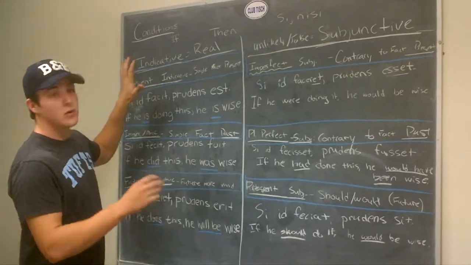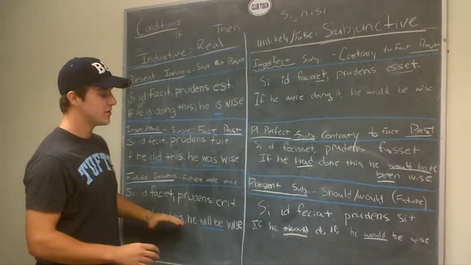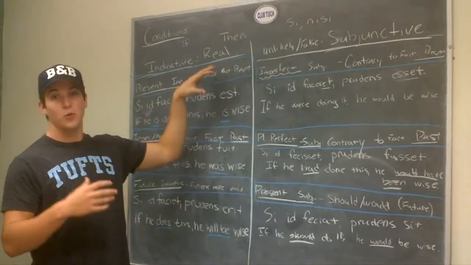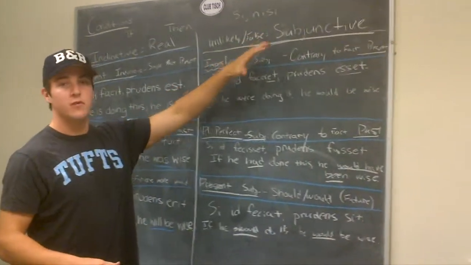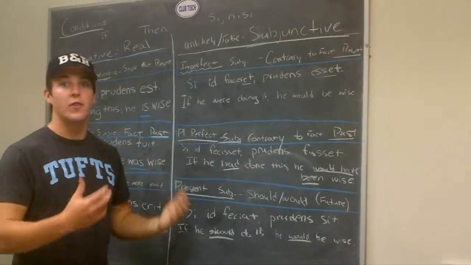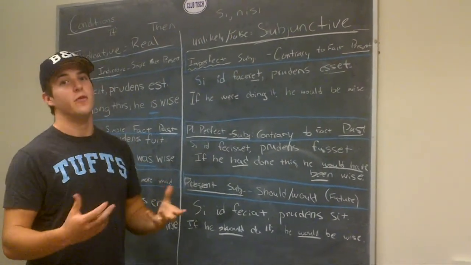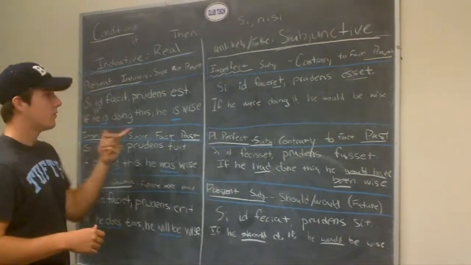We use indicative verb tenses for talking about real conditions or things that are likely to happen, and we use subjunctive verb tenses to talk about unlikely conditions or false conditions. So, Derek, if you want to talk about the first two.